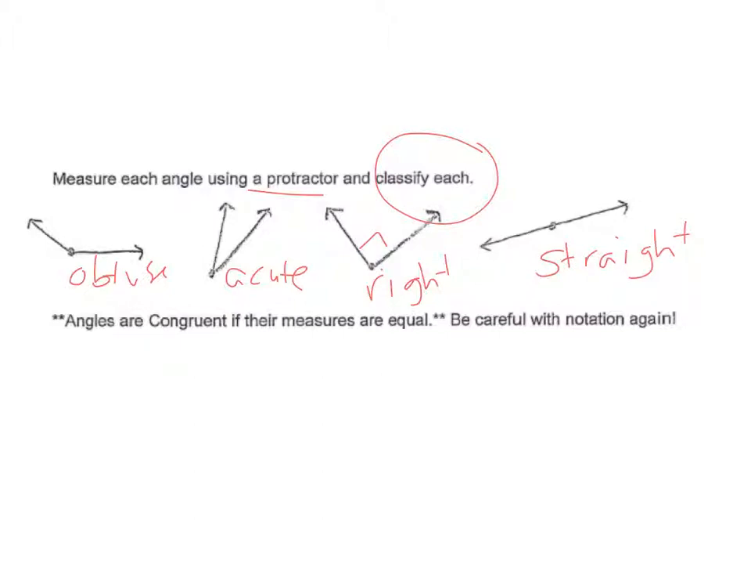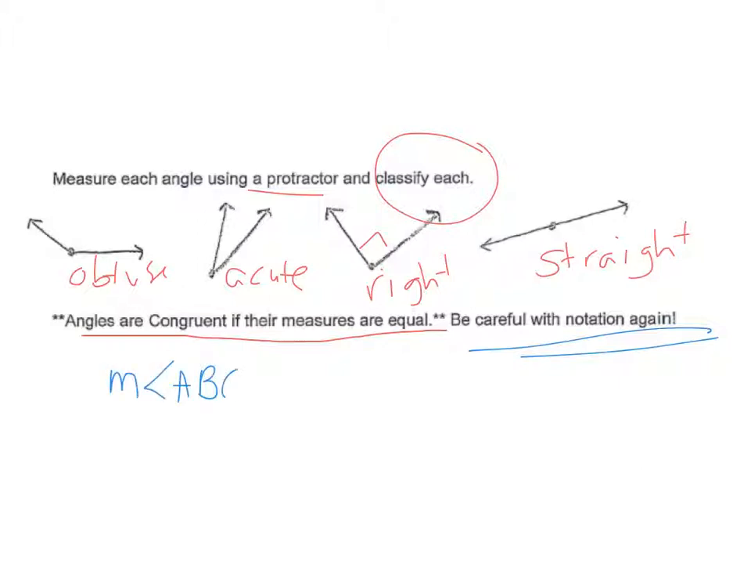Just like with segments, angles are the same. Segments are congruent if they're equal. Angles are congruent if their measures are equal. Again, be careful with the notation. This is how you'd write the notation. The measure of angle ABC is equal to the measure of angle DEF. Measures are equal, therefore the angles are congruent.